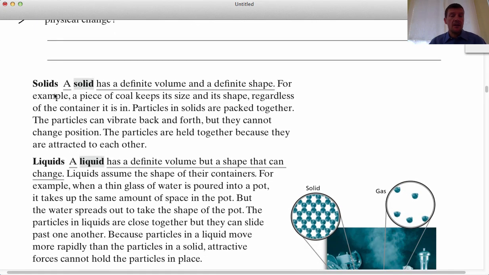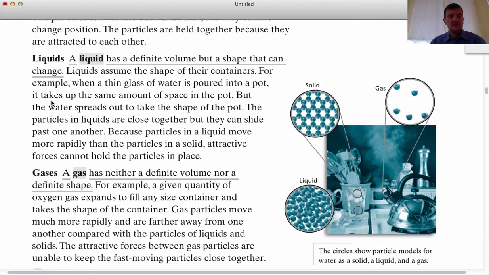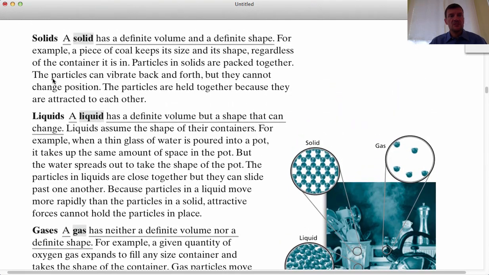I already mentioned solid, liquid, and gas, but let's look at some of their properties quickly. A solid is a solid because it has a definite volume. It's fixed. A block of ice has a fixed volume. You can measure it, and it's not going to change as long as it's not melting. It has a definite volume and a definite shape.